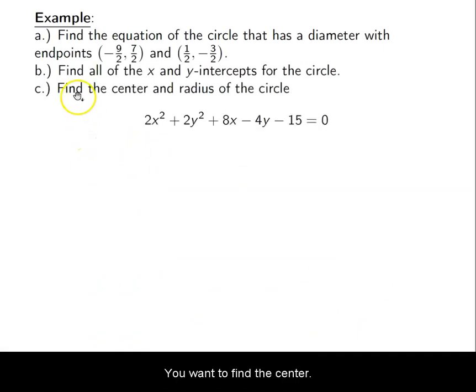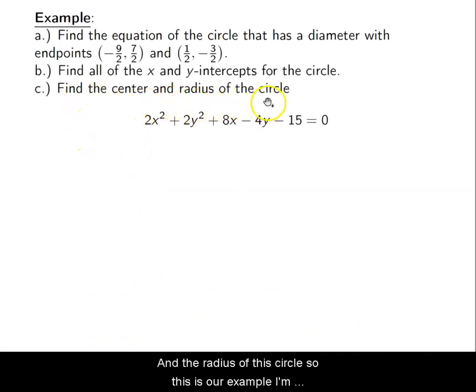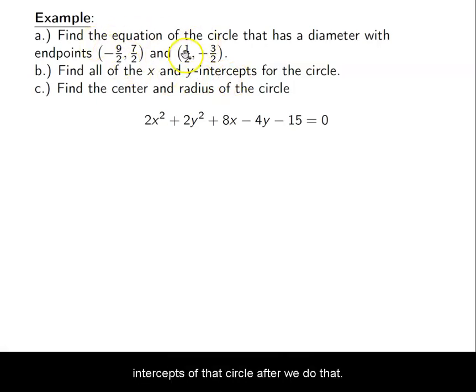Okay, we want to find the center and the radius of this circle. So this is our example. I'm giving you 3 parts. A and B go together. C is somewhat different. We're given a completely different circle. So for A, we're finding the equation of the circle. Once we find the equation of that circle, we're going to find the x and y intercepts of that circle. After we do that, we have another circle being given to us. And here we're already given the equation. So we want to find the center and the radius of it.